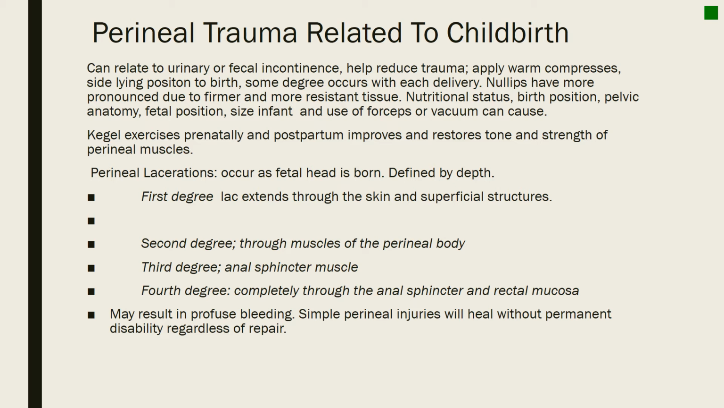Perineal lacerations occur as the fetal head is born, and we define them by depth. First degree lac extends through the skin and superficial structures. Second degree, through the muscles of the perineal body. Third degree, through the anal sphincter muscle, and fourth degree, completely through the anal sphincter and rectal mucosa. This may result in profuse bleeding. Some perineal injuries will heal without permanent disability regardless of repair.